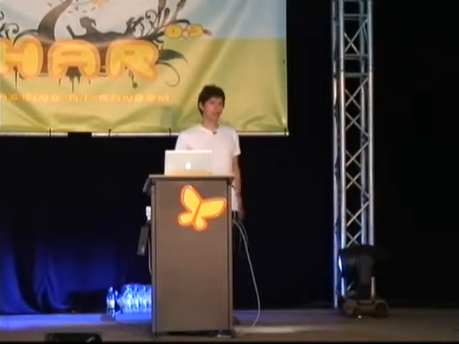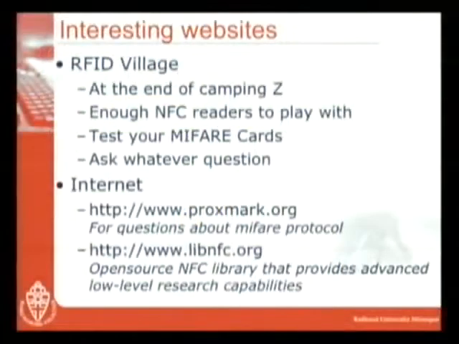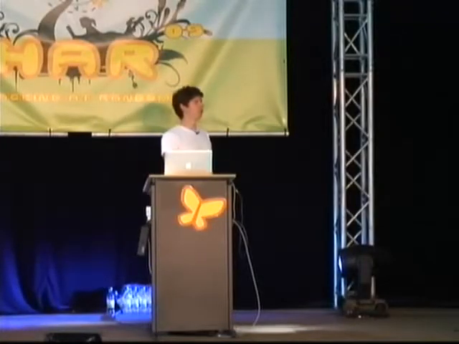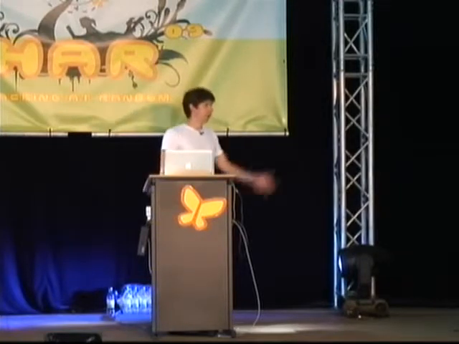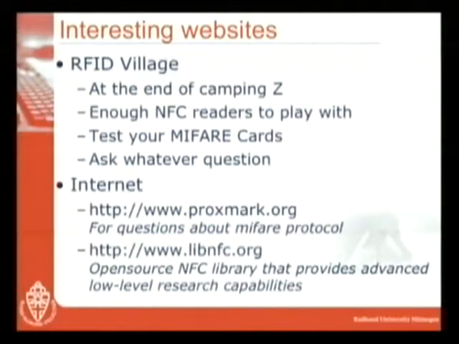Now, you can come by if you have any questions offline. Let's say there are some readers where you can play with what I said, and it's on the end of the camping Z, so I guess on the end of HAR. It's the farthest away camping site, but there was space for us out there. On the internet, you can find us on these websites. Yeah, there is nice information if you want to learn more about it. Thank you all.